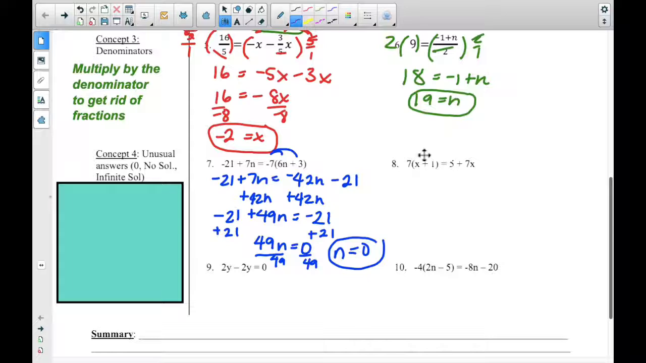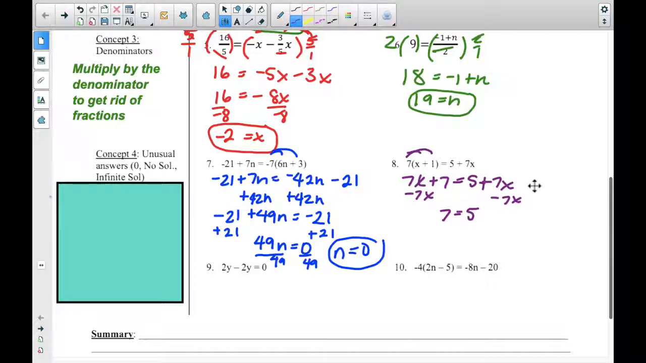Let's look at number 8. Once again, looks like a distribution to start. Okay, so I distribute. I want to have my variables on the left, so I want to get rid of the variable over here. So I'm going to subtract that 7x. You do have other options. That's just the option I chose. I get 7 equals 5.